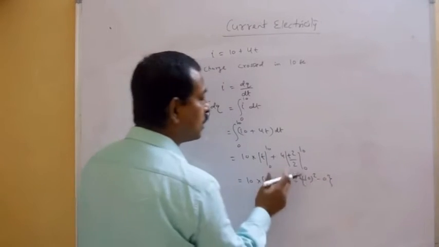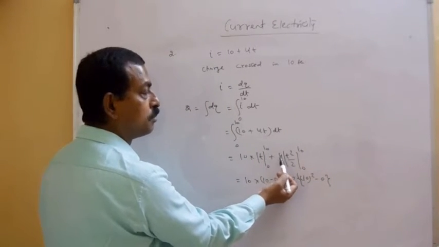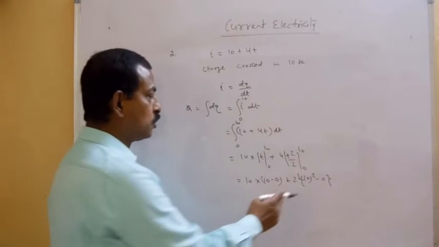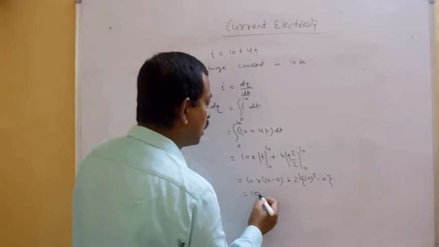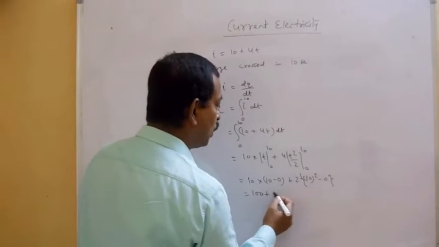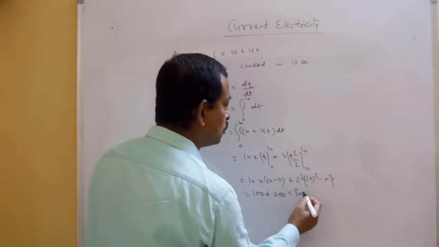We have basically cut this 2 in the denominator from this 4. So it is 2 here. So now it is your 100 and this is your 200. So this will be 300 coulomb.